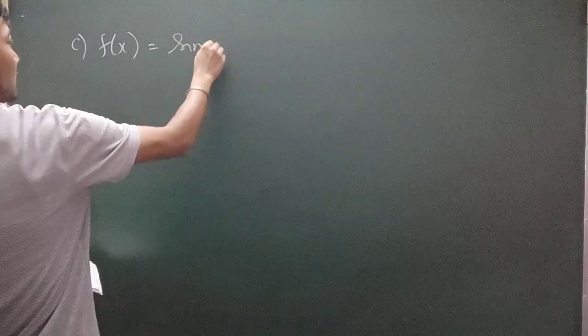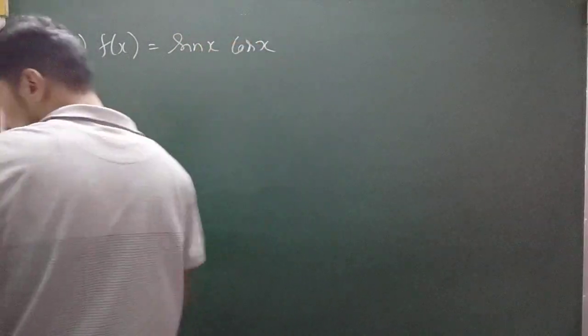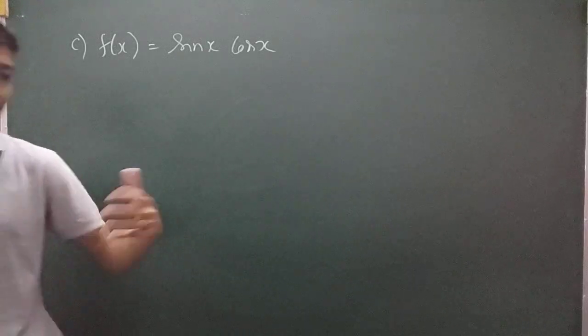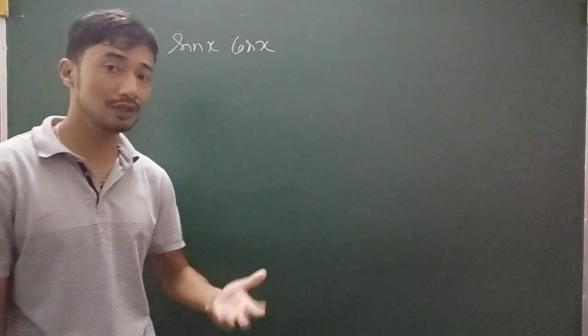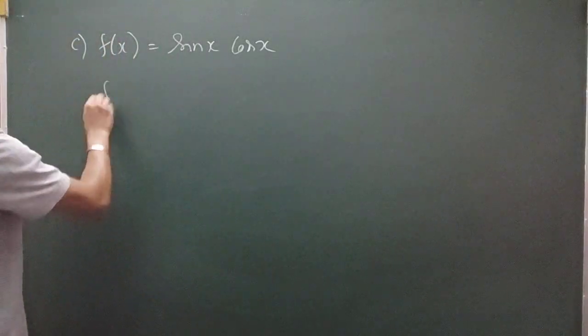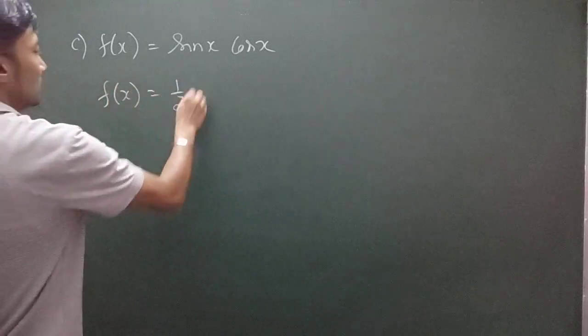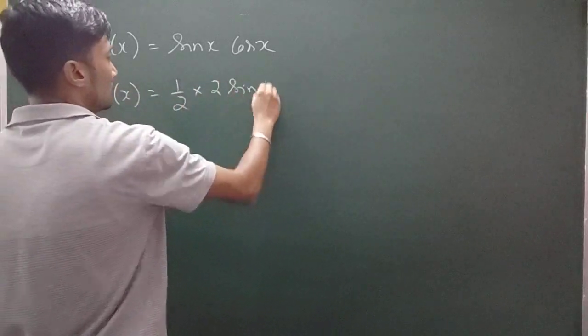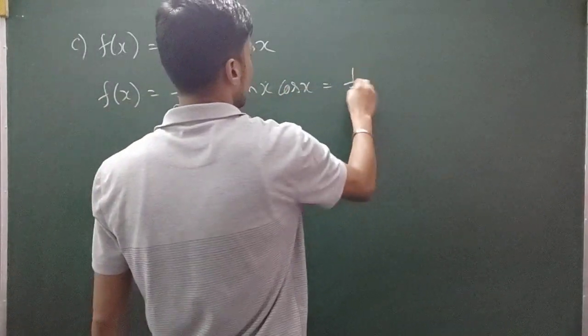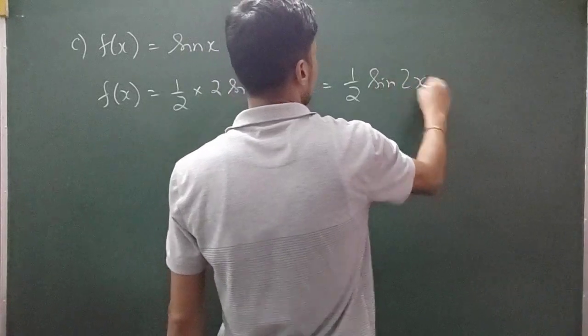So let's move to the third question, that is number 3, that is part C: f of x is equal to sin x into cos x. This one also we are going to simplify a little bit, and after that we will continue the solution. That way it becomes a lot easier. So f of x is equal to 1 by 2 into 2 sin x cos x. Of course you have to know the trigonometric formulas. So that's 1 by 2 sine 2x.